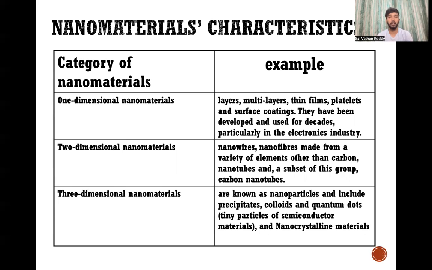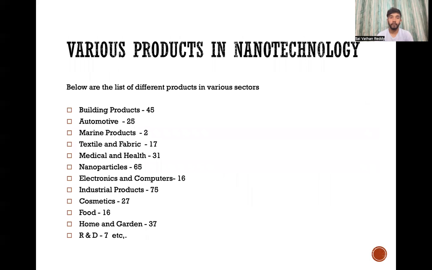These are the characteristics of nanomaterials. They divide into one-dimensional, two-dimensional, and three-dimensional nanomaterials. Here are a couple of examples in the table to the right. You can have a peek at the examples now. And here are the various products in nanotechnology. Below is a list of different products in various sectors, and you can go through the list, starting from building products to R&D, and so on.